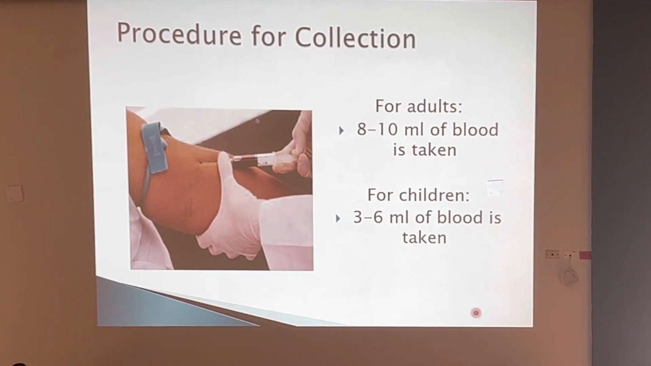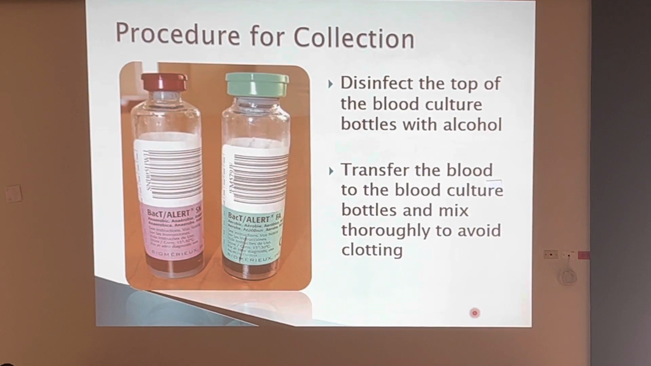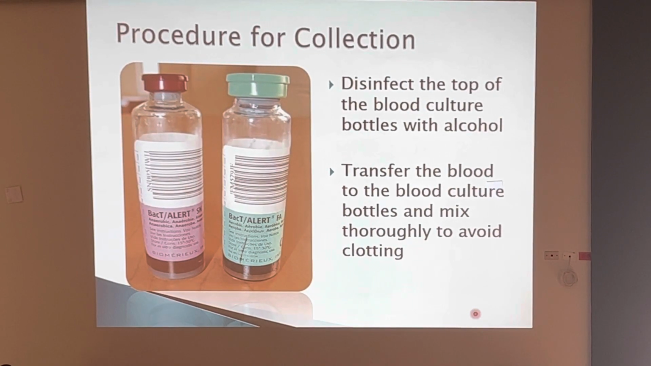For adults, this is important that you remember: you're going to be taking 8 to 10 mils of blood per bottle. And in children, 3 to 6 mils of blood, and typically for your pediatric cases, it's usually just one bottle. 8 to 10 mils of blood per bottle for your adults. Now we have different types of bottles, and I'm going to be showing you different ones. Here you're looking at your green and pink bottles. Remember, you disinfect with your alcohol, and then you use a syringe to collect the blood, and then you transfer to the blood culture bottles.